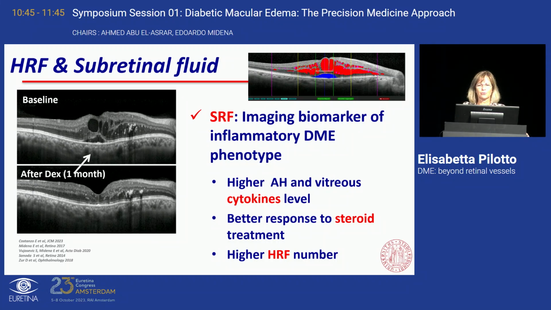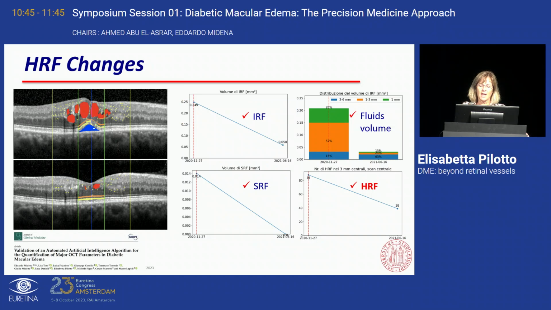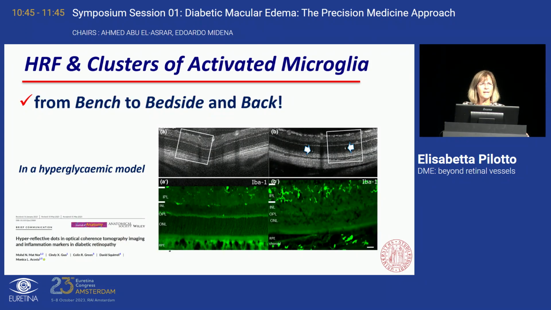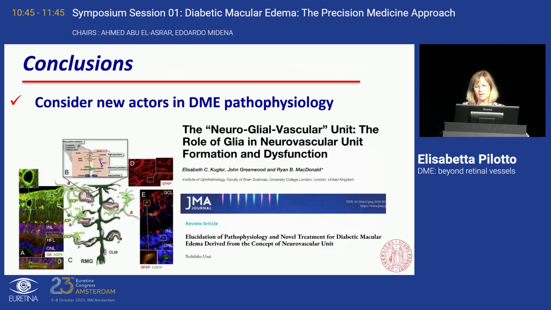associated with the subretinal fluid, which is definitely an OCT finding of the DME inflammatory phenotype. And they reduce when we have a reduction of the diabetic macular edema. And now the proof that these hyperreflective foci with these specific characteristics, located in the inner retina and the outer retina, are definitely clusters of microglia activation has been proved in animal models.